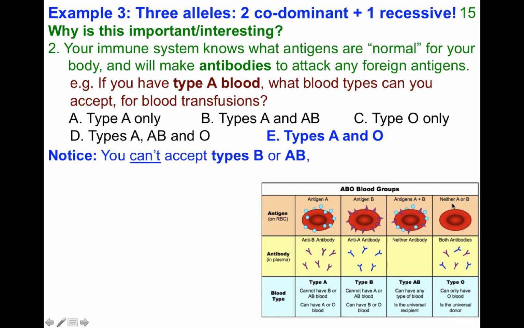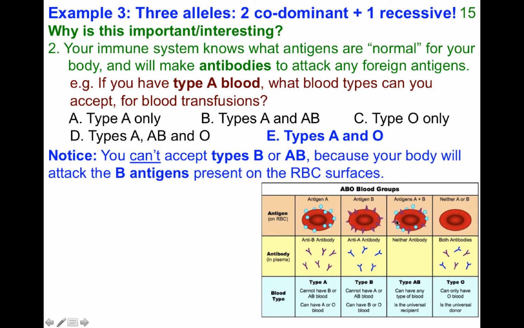So notice, however, that you cannot accept type B blood or type AB blood, because your body is going to see this spiky B antigen and say, what the heck is that?